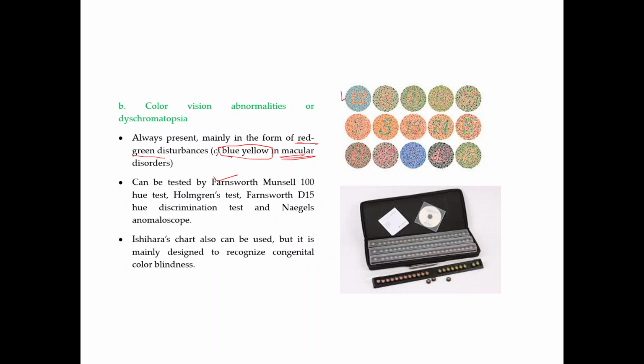Can you identify this? These are the plates of the Ishihara isochromatic charts, and they are actually designed to recognize congenital color blindness, but still they have a role in neuro-ophthalmology. So the next question: the number of hue caps in the Farnsworth-Munsell 100 hue test is, okay, it's not as simple as it sounds. It says 100 hues, but it has only 85. So the right answer here is 85. There are 85 hues in the 100 hue test, and it is a misnomer.